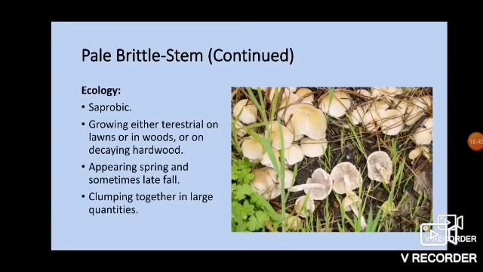I often see them growing on stumps in people's yards in the springtime. Sometimes they will occur late fall, but mostly in the springtime you'll see them on people's lawns if they have stumps sitting on their lawns. And they'll be in large clumps.